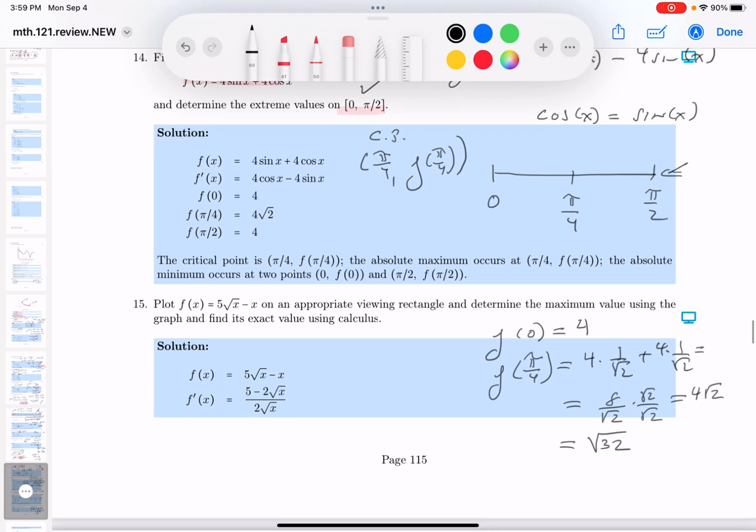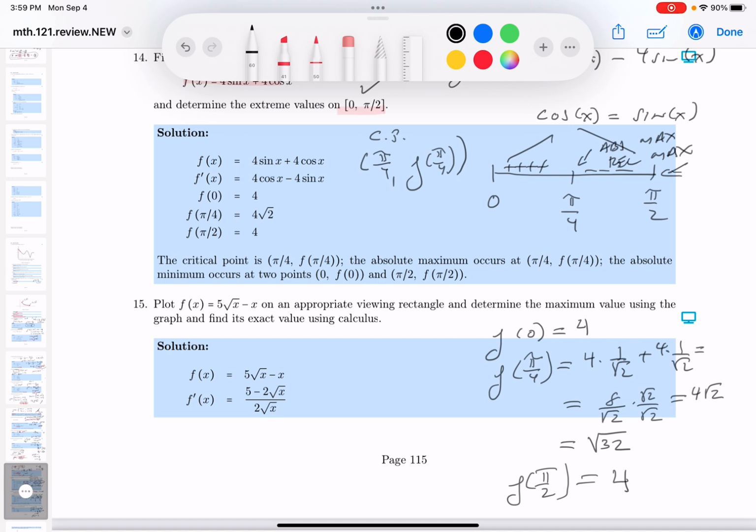Now let's go to the other number, which is going to be f of pi over 2. What's that going to be? 4. So what do I know about this over here? At the critical point, this is the absolute maximum for this problem, but it's also a relative maximum. What do I know about the derivative? The derivative over here is certainly positive. The derivative over here would be negative.